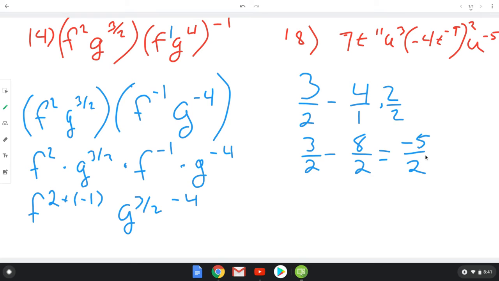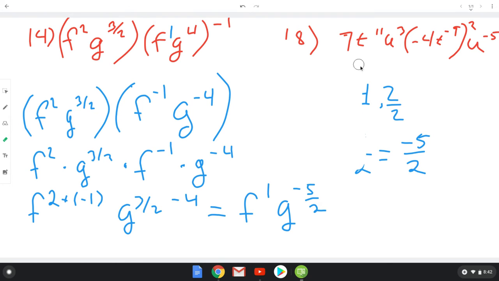And so in my next step here, I have f to the 2 minus 1, which is 1, and g to the -5/2. All right, I'm going to erase this stuff about fractions. So if you need to pause the video and write it down, do that now.